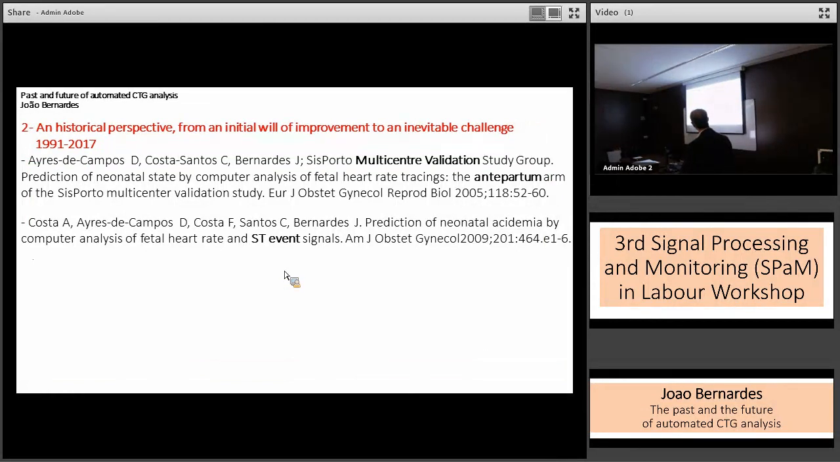Okay, finally, during this period, prospective clinical studies have also been conducted in different areas of the world. Here we have some of them. This one was published in 2005, a multi-center validation study including several European countries, and also this one. Both are prospective cohort studies.